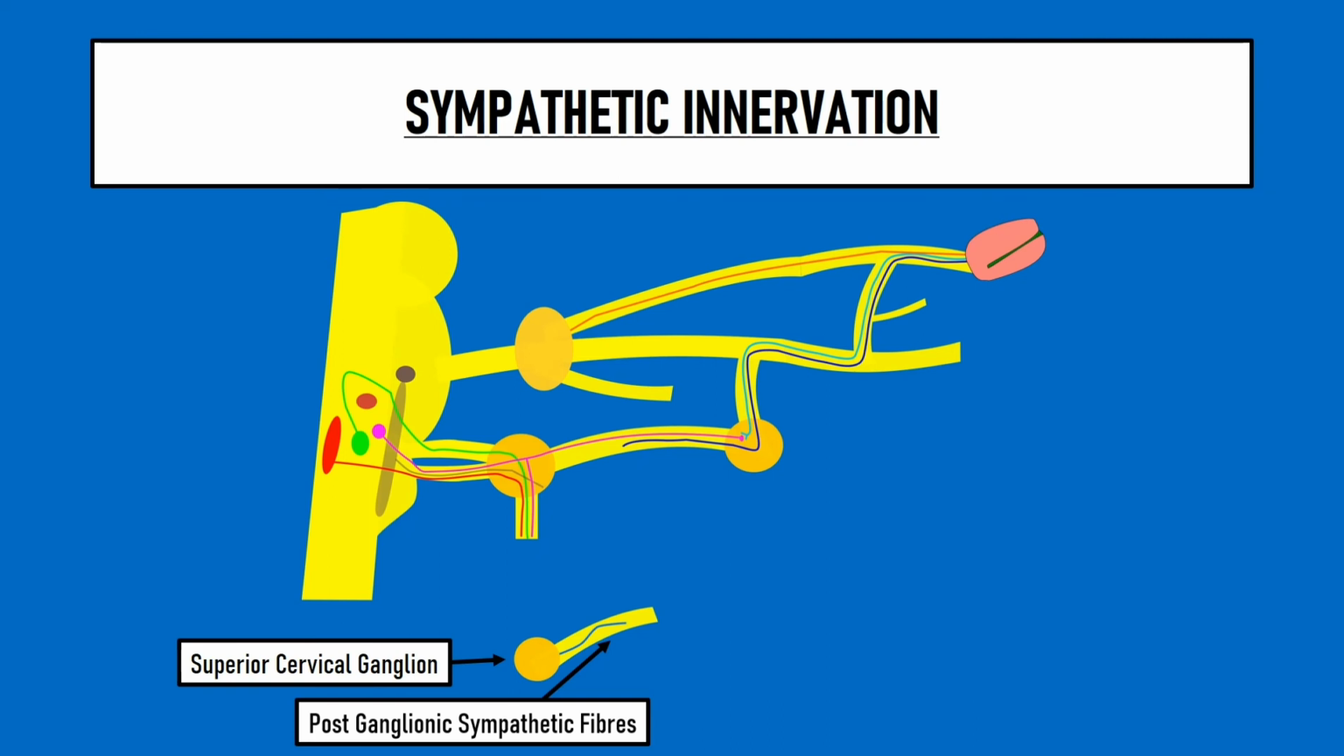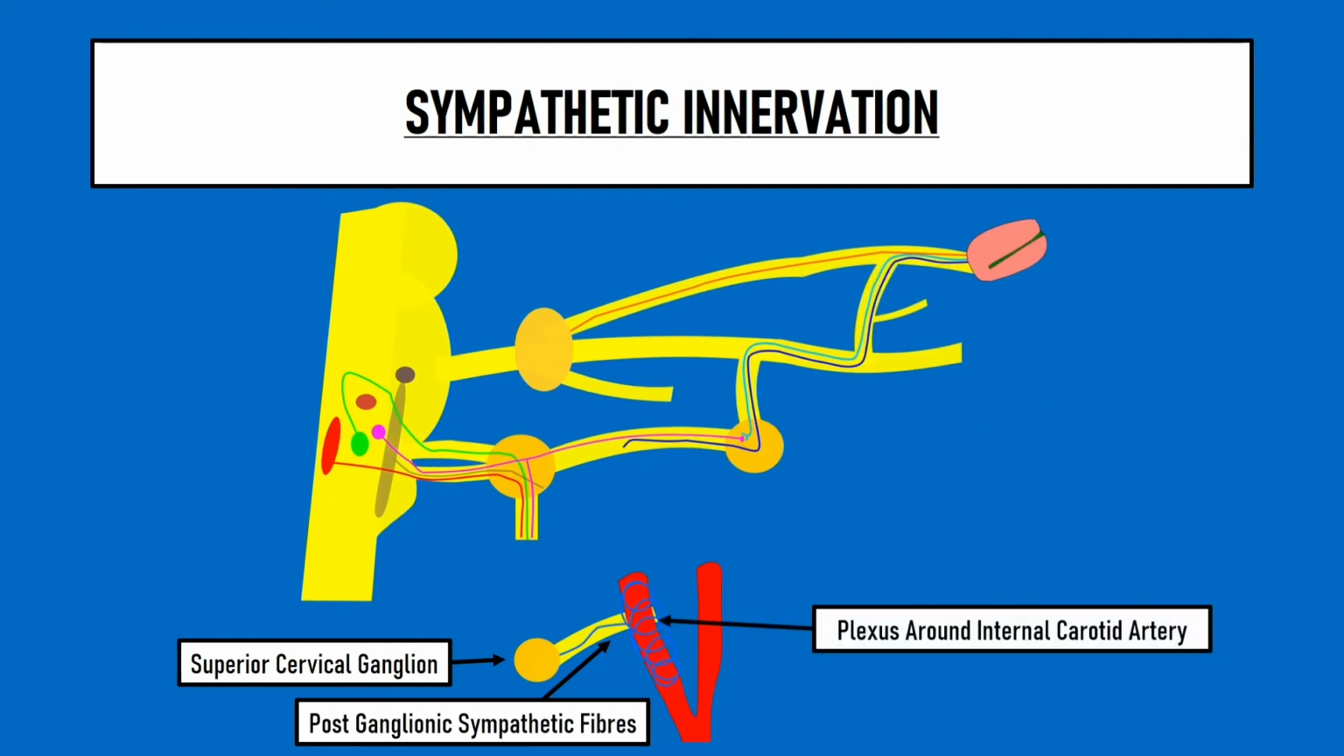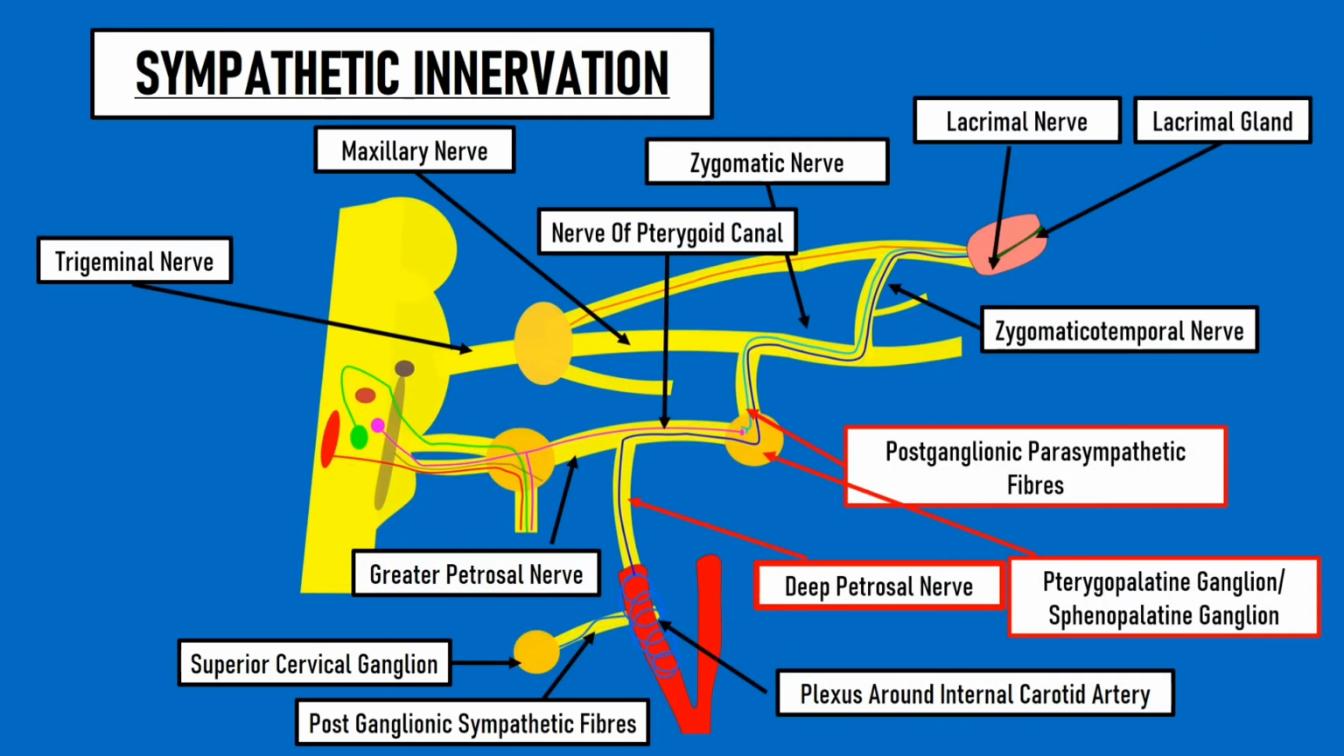From the superior cervical ganglion, these fibers are carried by the internal carotid plexus, and from there they go to the deep petrosal nerve. Now we learned previously that the deep petrosal nerve joins the greater petrosal nerve to form the nerve of the pterygoid canal. So these postganglionic sympathetic fibers join the preganglionic parasympathetic fibers that were coming from the geniculate ganglion, and together both of them follow the same route to supply the lacrimal gland via the zygomatic nerve, and then the zygomaticotemporal nerve, and then the lacrimal nerve.